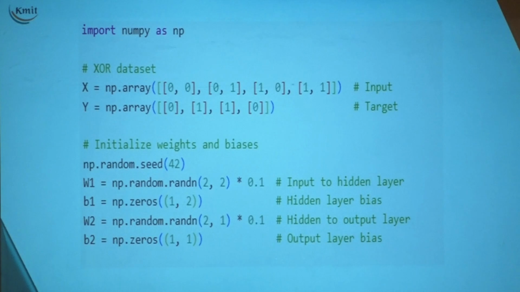What is Y? Output possibilities. What are the output possibilities I have? For 0, 0, it should be 0. For 0, 1, it should be 1. For 1, 0, it should be 1. For 1, 1, it should be 0. Did I finish defining the data set? Yes or no? Okay. So do I have to do data pre-processing for this?